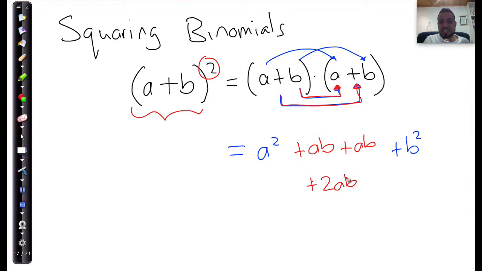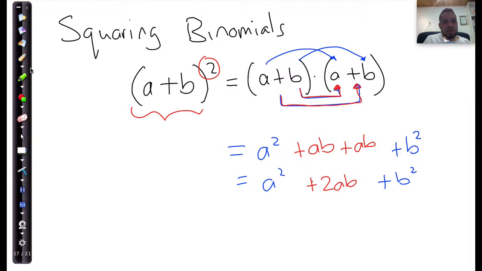It's exactly like saying apple plus apple gives you 2 apples, or chicken plus chicken gives you 2 chicken. So ab plus ab gives you 2ab. Very good. Okay, and this is equal to a squared plus 2ab plus b squared.